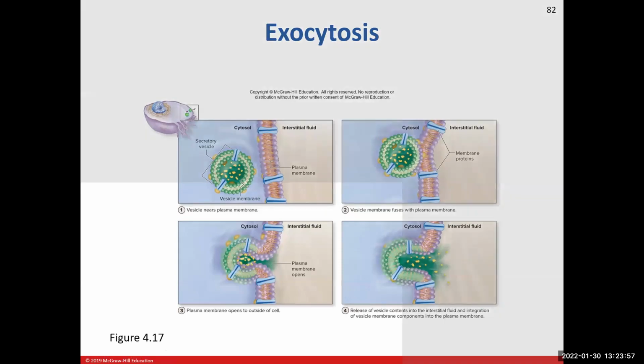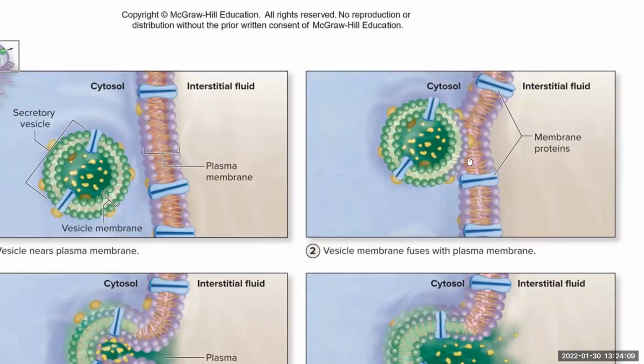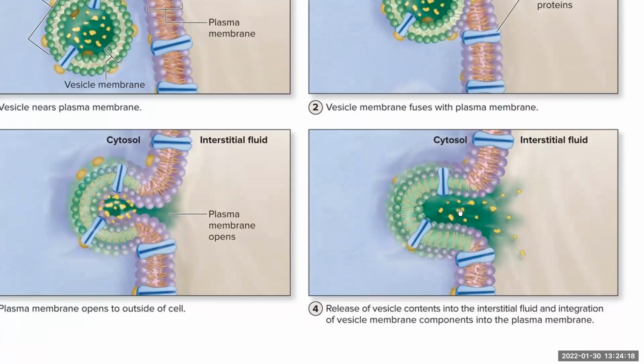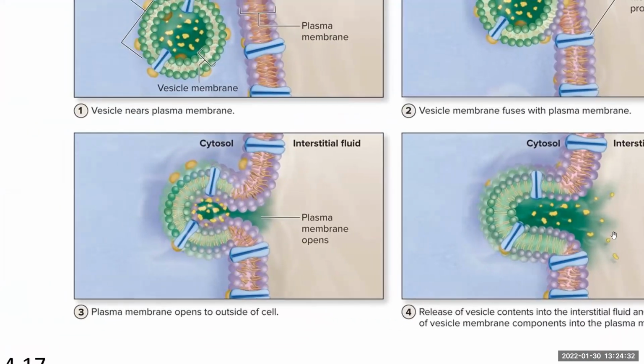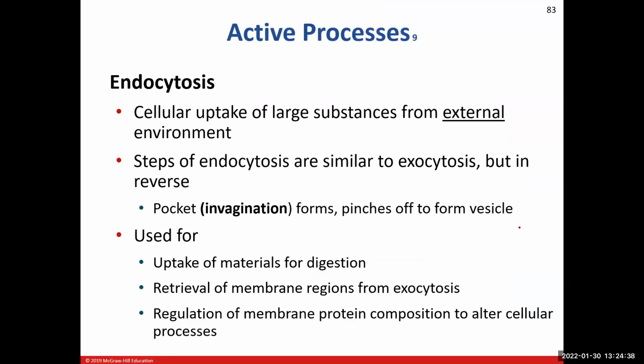What does that look like here? So here you can see our secretory vesicle with its manufactured products inside, and it migrates towards the plasma membrane. And then it fuses with the plasma membrane. This is where our ATP is required. And as it fuses, it starts to open up. And you can see we'll start to expel the contents that were inside of that secretory vesicle into the interstitial fluid or the extracellular space there. I skipped one, sorry. You can see it starts to open up here, and then it expels the contents. So that's exocytosis. So that's getting stuff out of the cell.